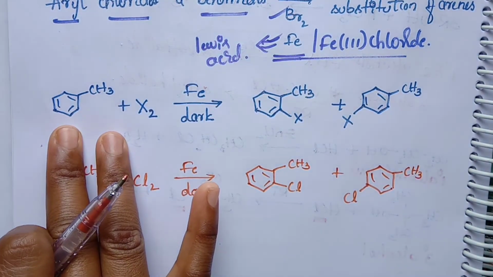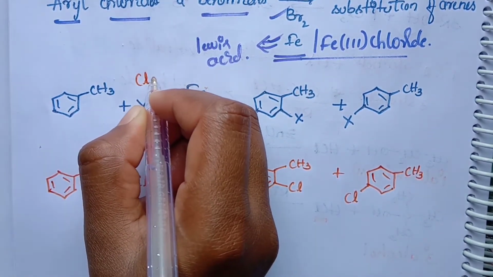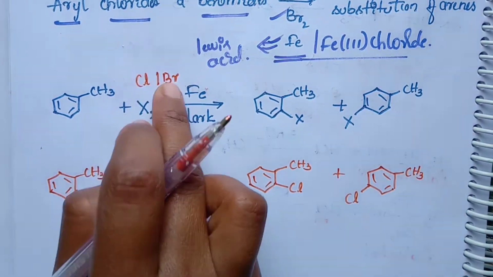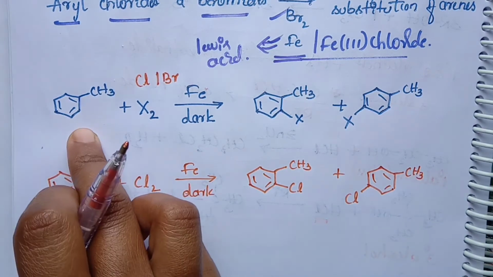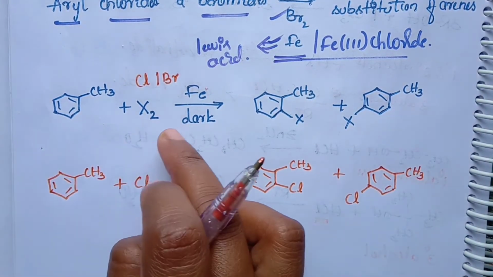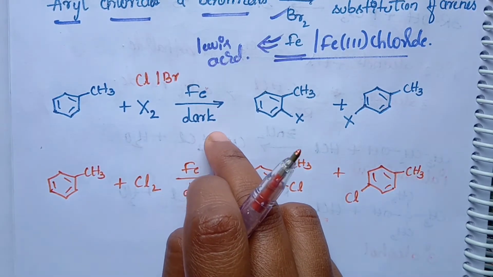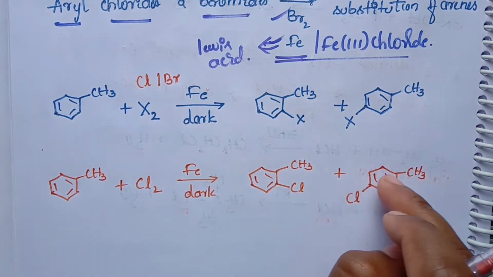This arene will be treated with chlorine or bromine only. These two elements only react with the arenes. The arene is treated with chlorine or bromine in the presence of a catalyst called iron or iron(III) chloride, and they form the aryl chlorides or bromides.